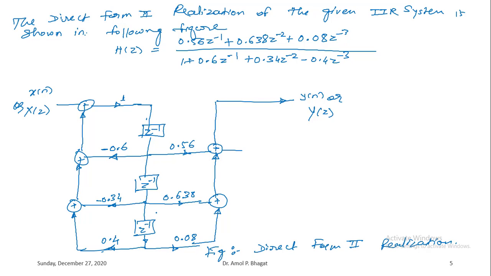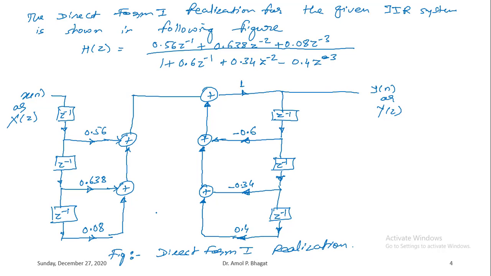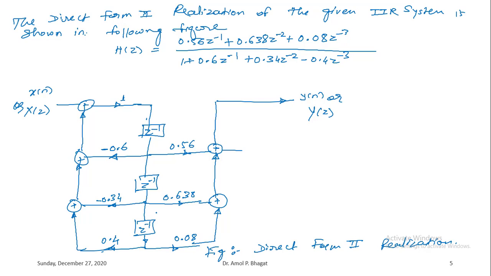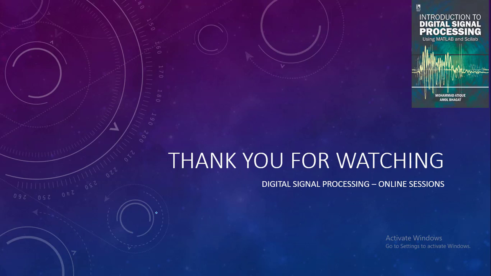So this is how we obtain the direct form 1 and direct form 2 realizations for the given IIR systems. In the next session we'll be discussing how to obtain the cascade realization of the given IIR system by using its transfer function or the difference equation.